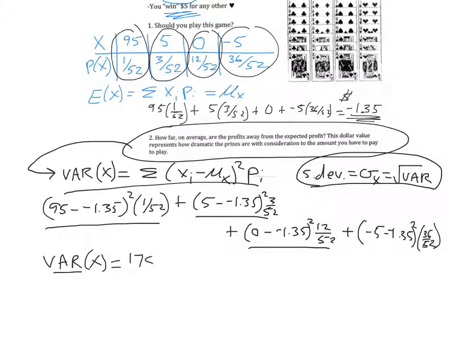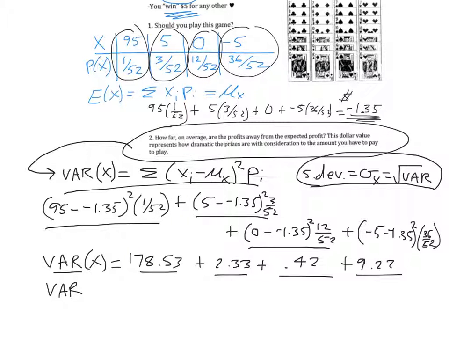So the first one came out to be 178.53. The second one came out to be 2.33. The third term came out to be 42.42. And the last term came out to be 9.22. So this is all done to calculate the variance, and the variance came out to be 190.5.